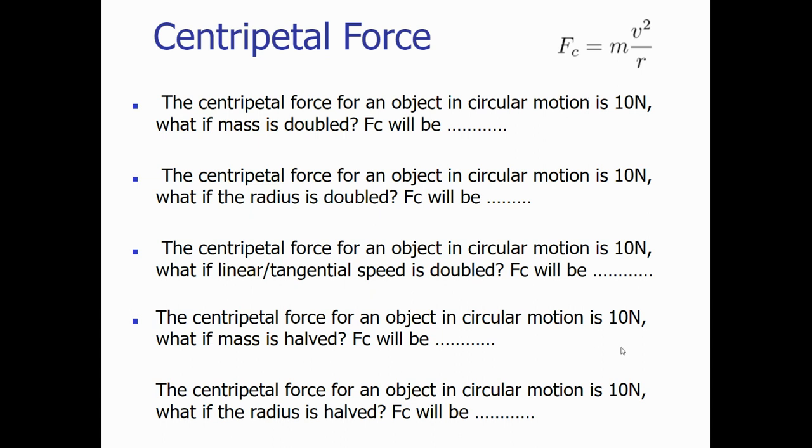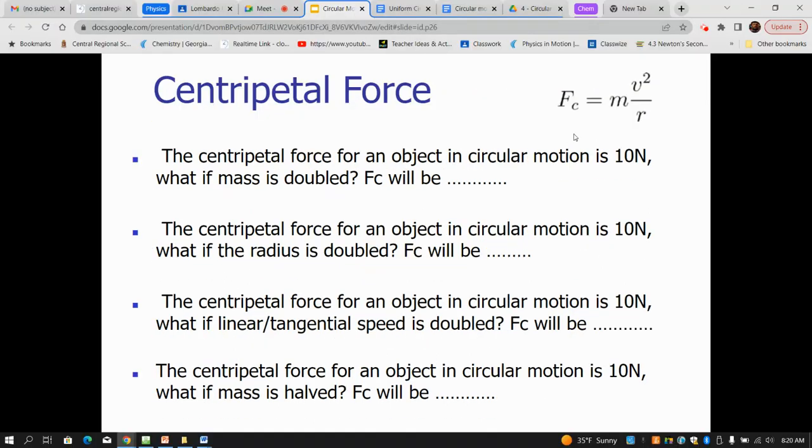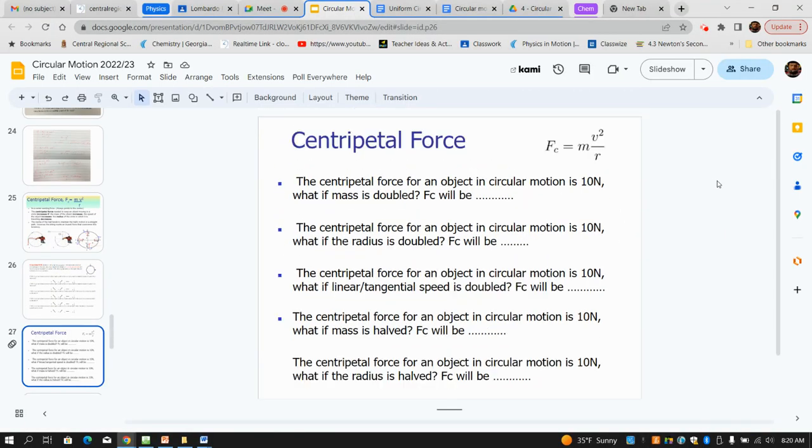Okay, so how we're going to do this one. If you guys can, we're going to sketch these out really quickly, because these are going to play into our other thing. So what happens to the centripetal force for an object in circular motion? The centripetal force is 10 newtons. What would happen if the mass were to double?